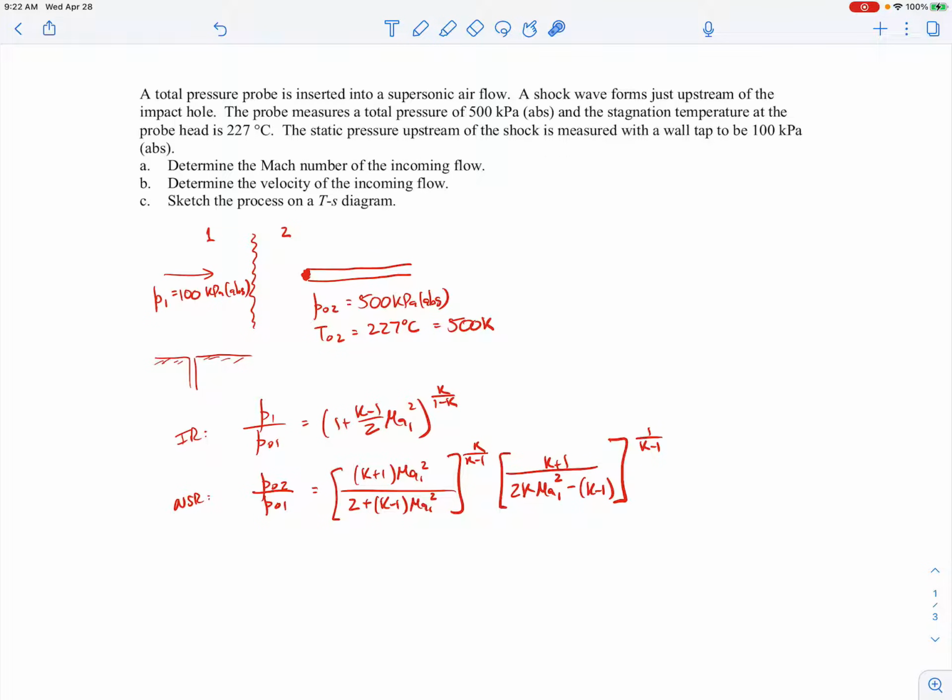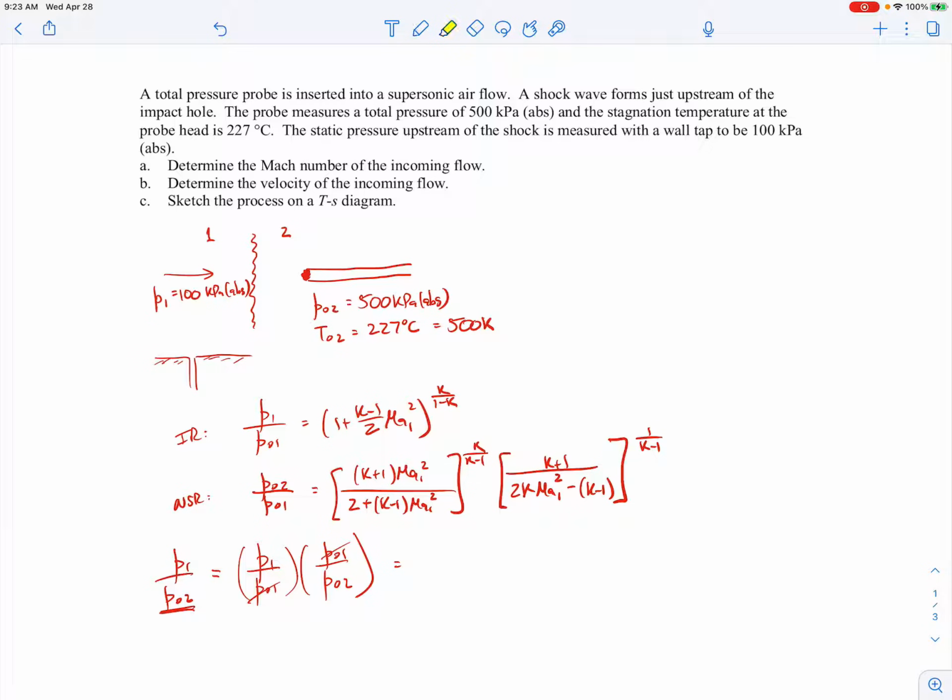Let me put things in terms we know. We know P1 and P02. So let me write this expression as P1 over P01 times P01 over P02, and that gives me P1 over P02. You see the P01s cancel out. What I'm trying to do is put it in terms of things that we know. We know P1 and we know P02. Then you'll see that this expression is just a function of Mach number 1. So this would be this expression.